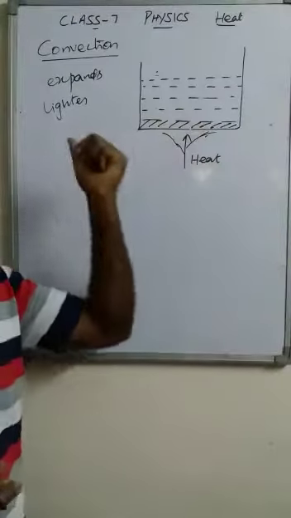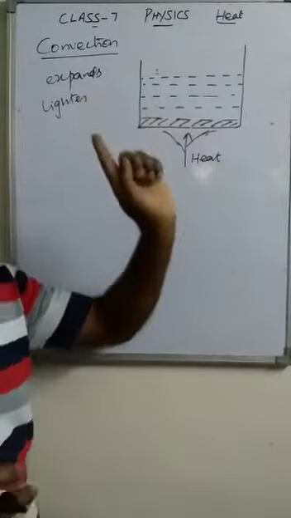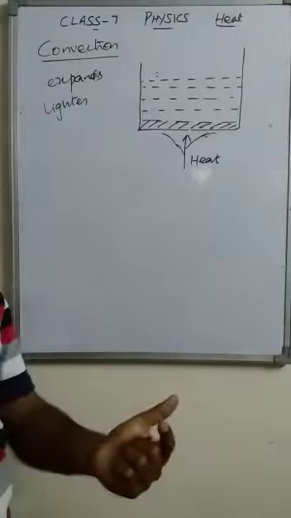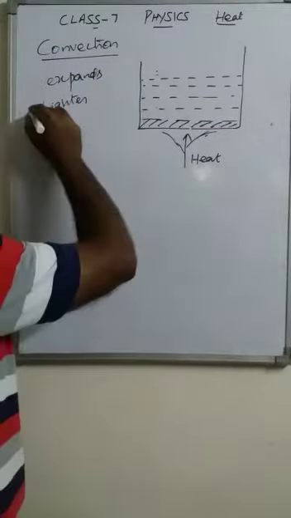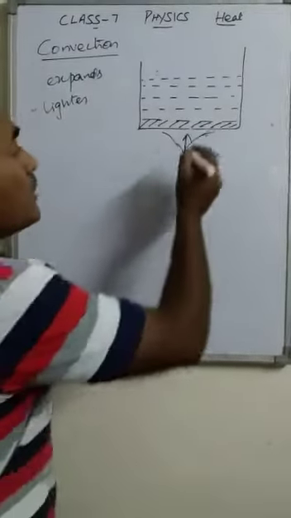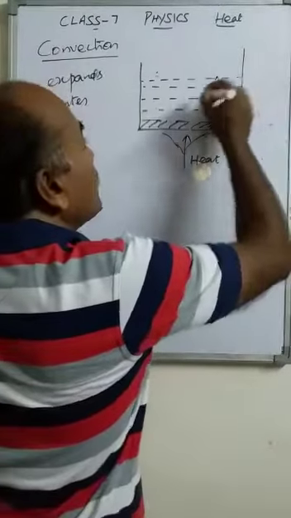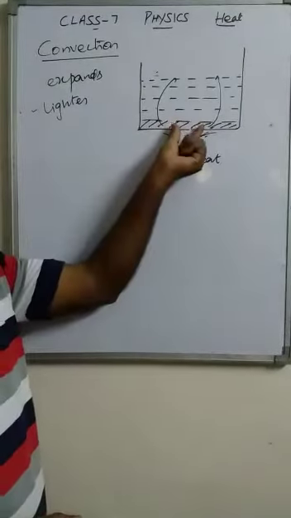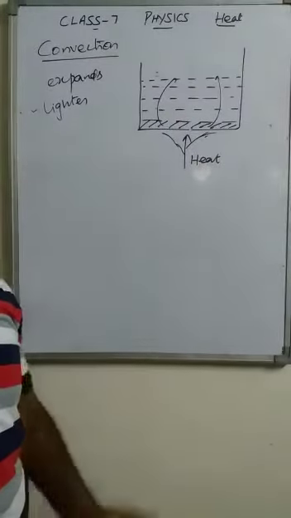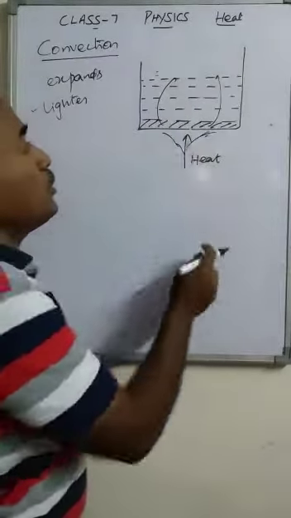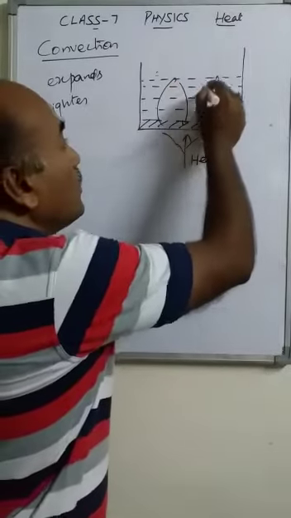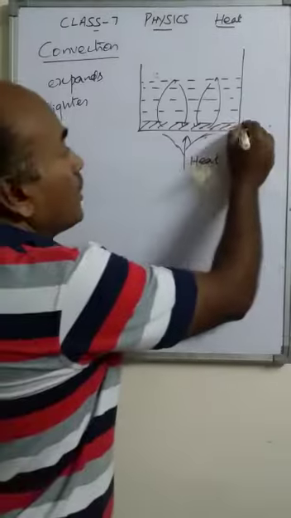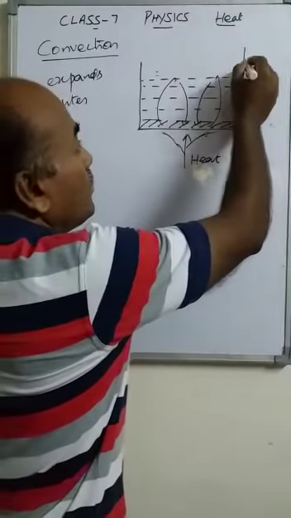Here also the same thing takes place. The water particles, when heated, expand and become lighter. The lighter particles move upward in this direction. Once the lighter particles go up, now what happens? To fill this space, the colder particles come. Here it was hot particles, here it was colder particles.